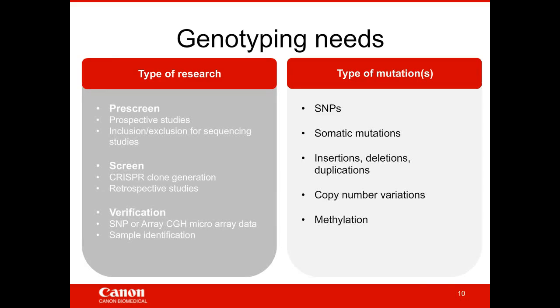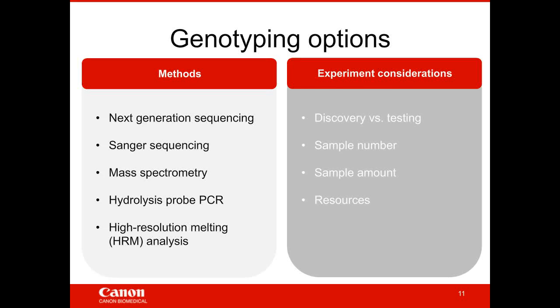Depending on the type of variation or variations you are investigating, you will need to choose a specific technology. And as we know, there are many types of mutations, some of which you can see on the slide here, such as SNPs, somatic mutations, insertions, deletions, duplications, even something more complicated like copy number variations. But while those are the needs you may have as a researcher, you do have options.